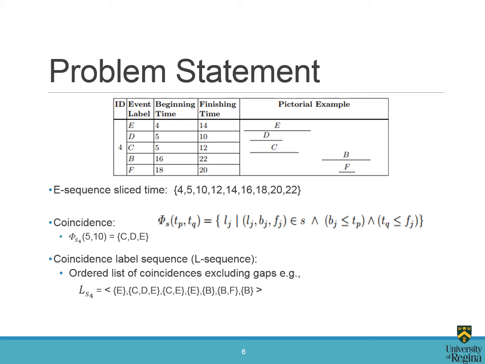Then we have coincidence label sequences, or L-sequences, which are ordered lists of coincidences excluding the gaps. So we get the result of the coincidence for all of the slice times. We pair every slice time, plug it into the coincidence function, and then we get this list of coincidences.